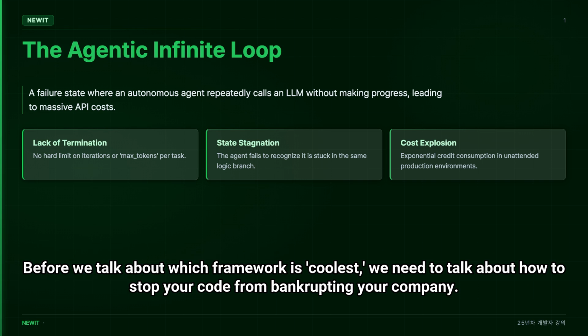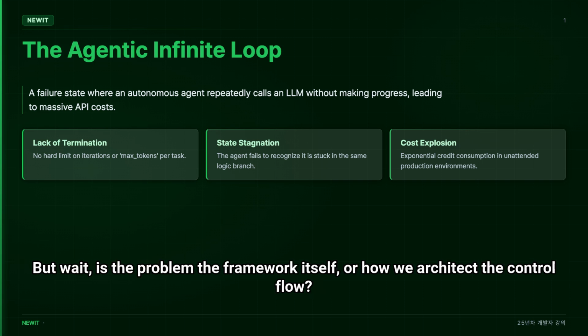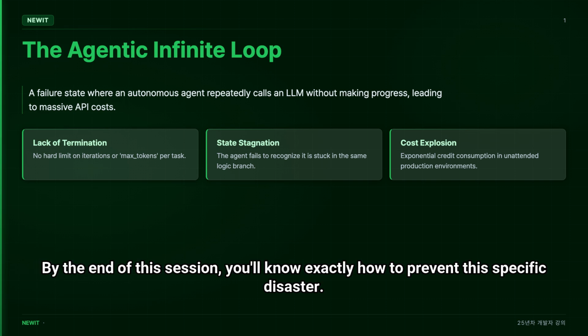Before we talk about which framework is coolest, we need to talk about how to stop your code from bankrupting your company. This lecture is about that transition from playground demos to production-grade stability. But wait, is the problem the framework itself or how we architect the control flow? By the end of this session, you'll know exactly how to prevent this specific disaster.